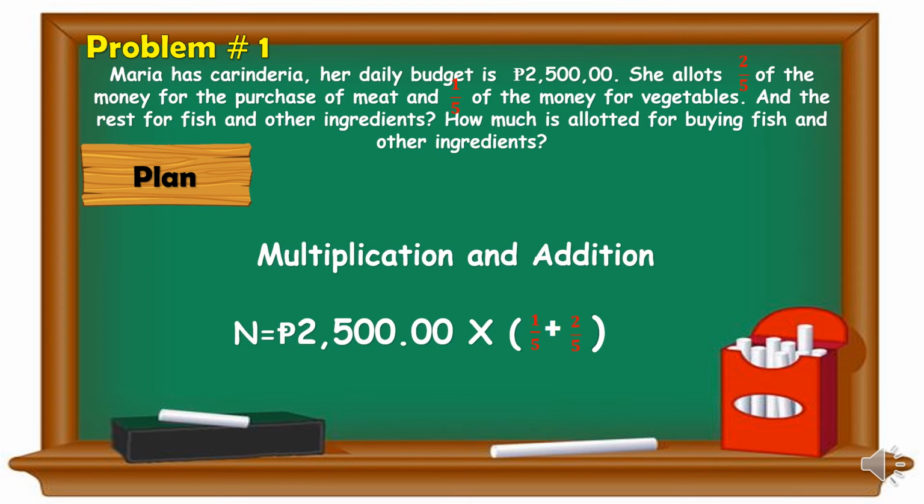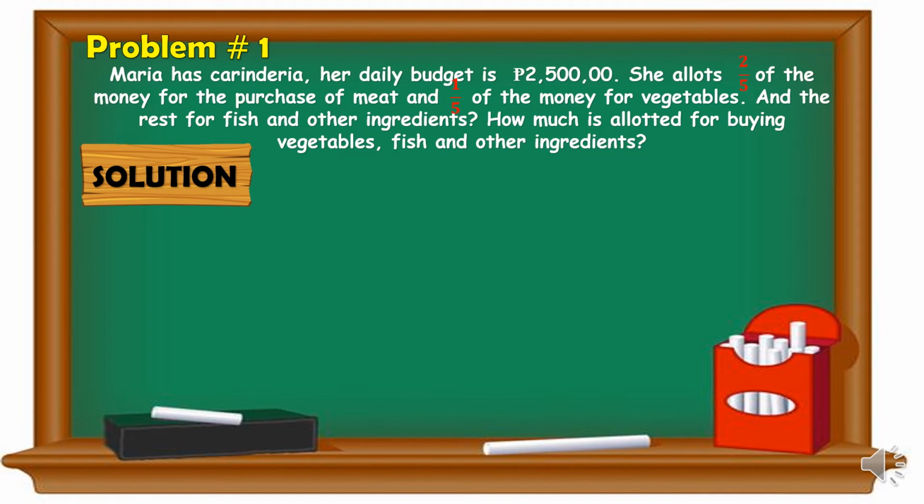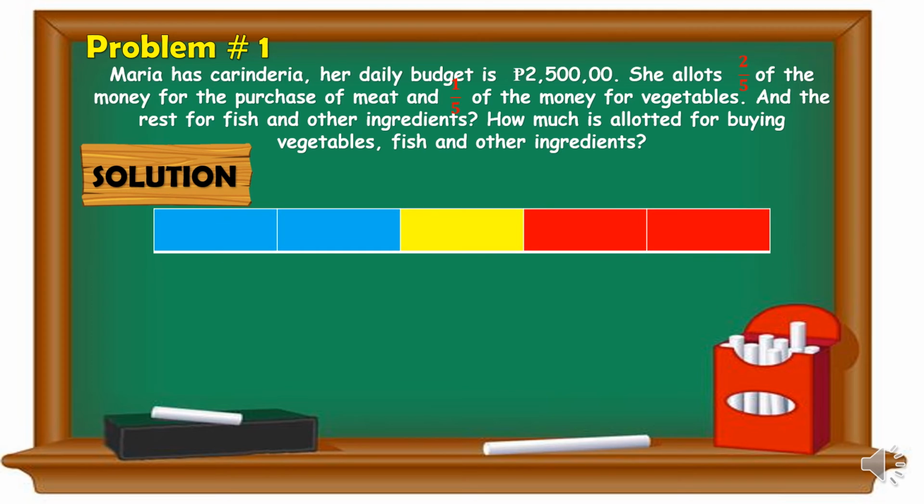So in planning, we have the operation. And what are the operations to be used in solving problem number one? We have multiplication and addition. And we have this number sentence: n is equal to 2,500 times, open parenthesis, 1/5 plus 2/5. Okay, so let us now solve the problem.